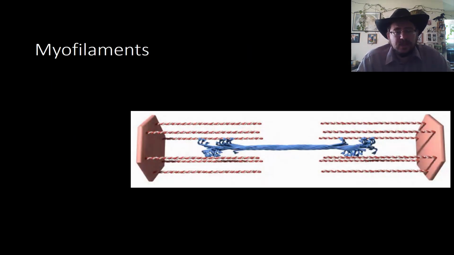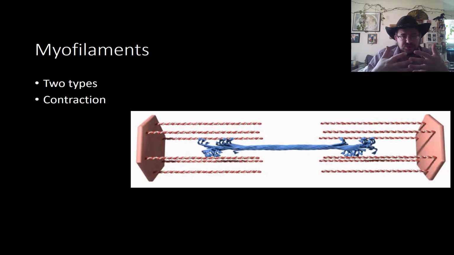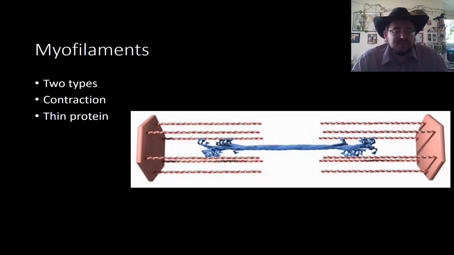All right. Two basic types of myofilaments. We have large and small. And the myofilaments allow contraction. So they allow the muscle to get shorter. My fingers here are the small myofilaments. When they contract, they're going to sort of move alongside each other like that. The thin protein is my fingers there.